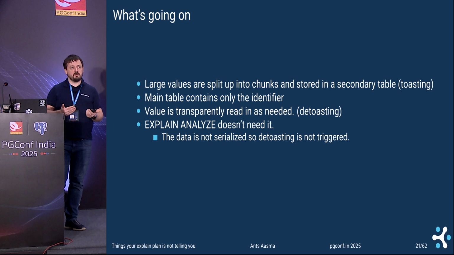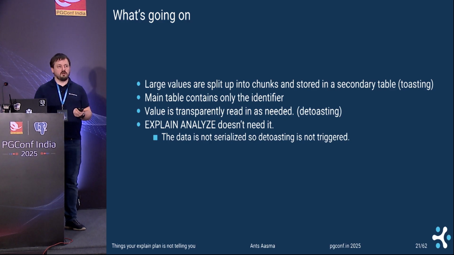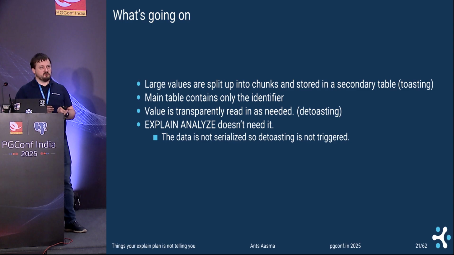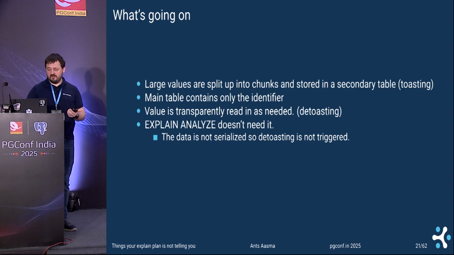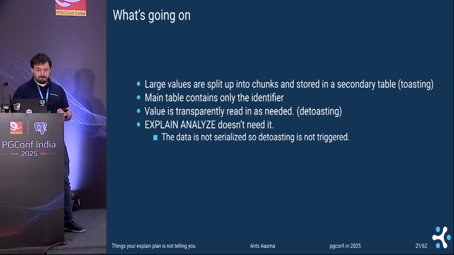When we ran explain analyze, we didn't actually need this value because we were not sending the output anywhere, so we didn't go to the toast table. We were just reading all of those toast identifiers and then throwing them away. But if we actually send the data out, we need to serialize it, and serializing it will trigger this detoasting, and this will actually go and read the actual data.